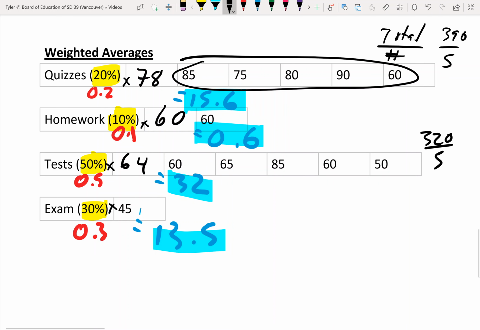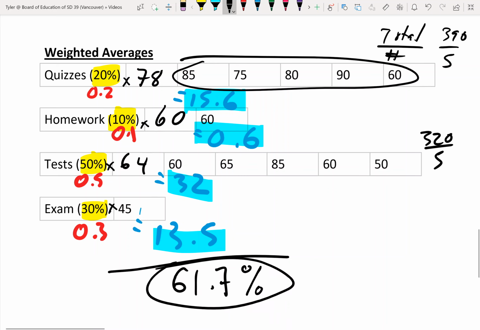together to get the final weighted average for the course. So when I add these numbers, 6 plus 15.6, the total I got was 61.7. That is the final mark for this kid in the course based on the weights.